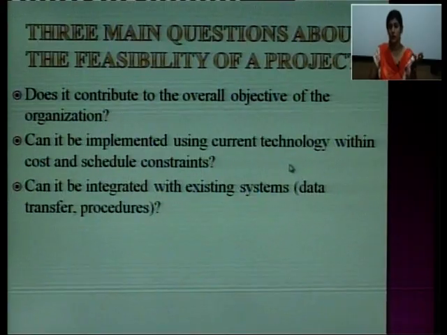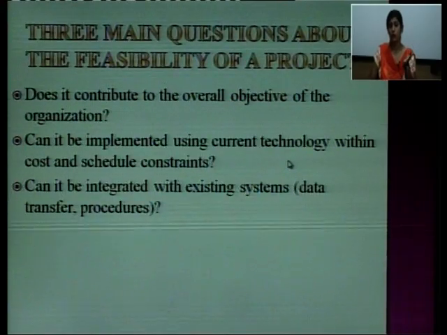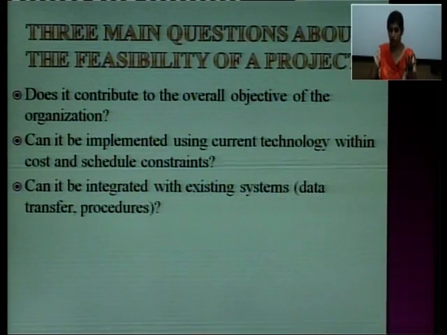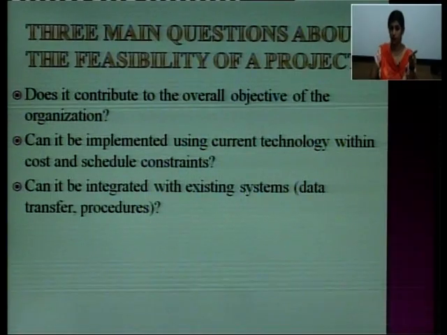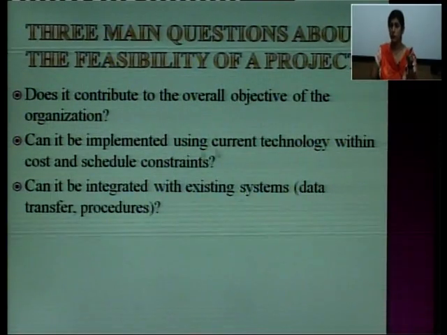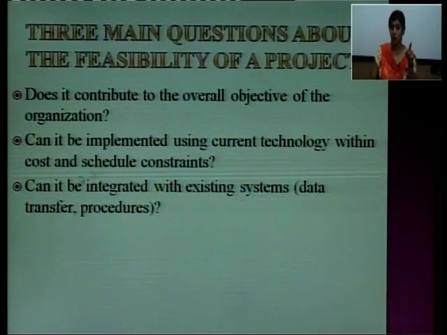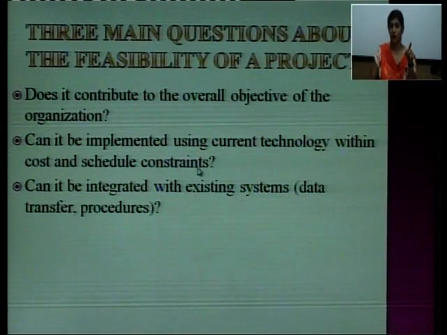Nowadays technology is changing day by day, so is the technology you are opting for feasible for that system? Again: can it be implemented using current technology within cost and schedule constraints?